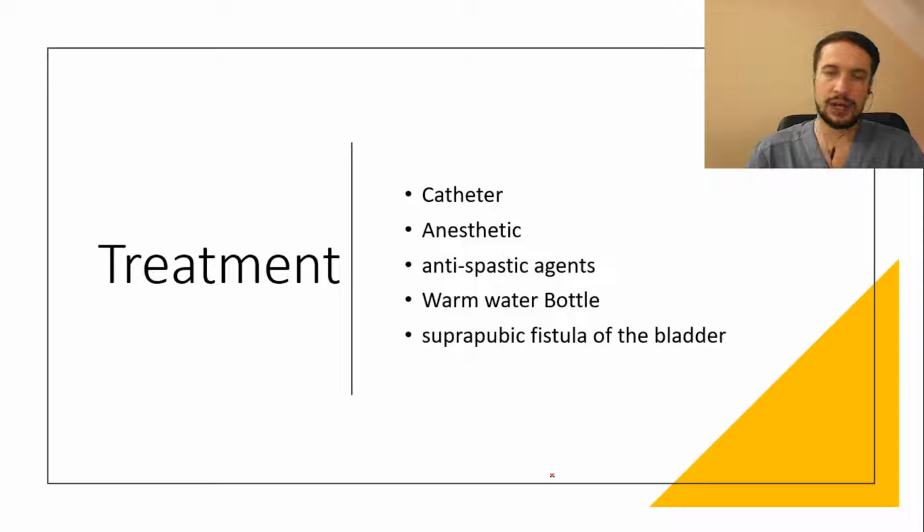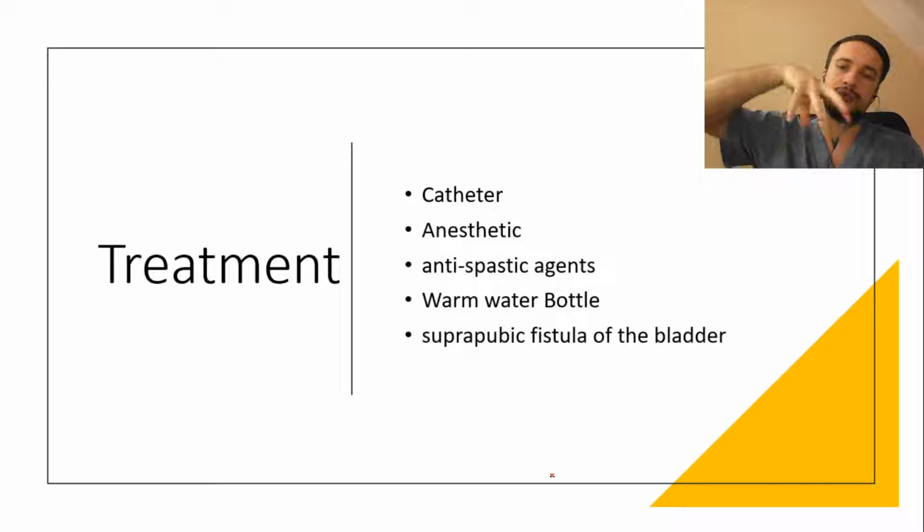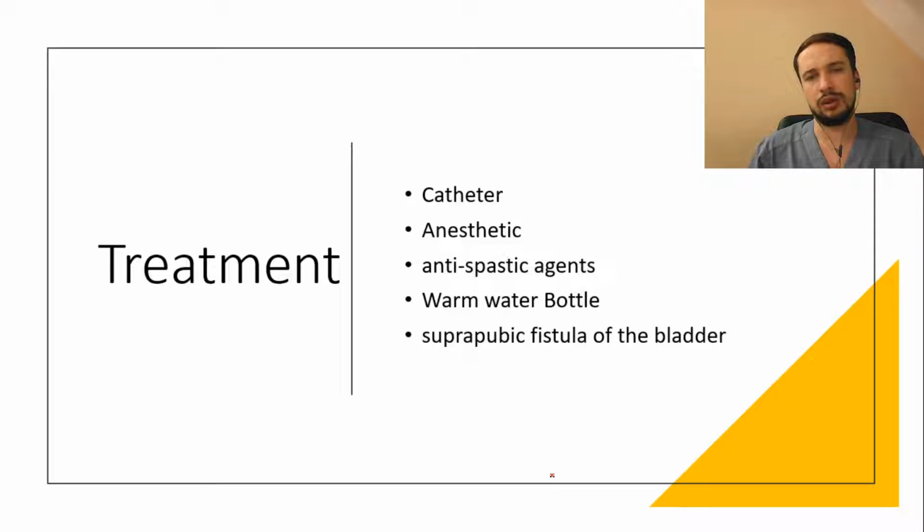And sometimes we can talk about a suprapubic fistula of the bladder, but it happens just when patients have a problem with the prostate, and we have hyperplasia of the prostate. When it blocks the urinary tract, it leads to a decrease of diuresis.